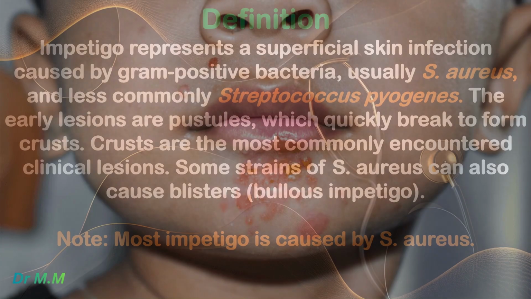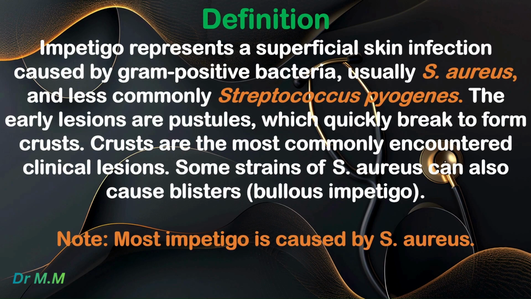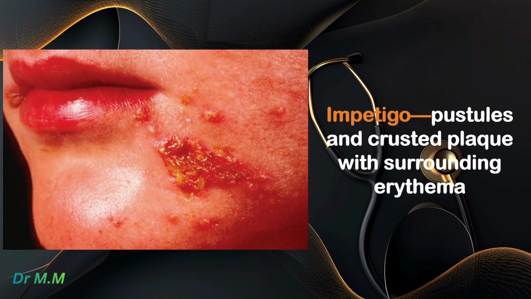Impetigo. Definition. Impetigo represents a superficial skin infection caused by gram-positive bacteria, usually S. aureus, and less commonly Streptococcus pyogenes. The early lesions are pustules, which quickly break to form crusts. Crusts are the most commonly encountered clinical lesions. Some strains of S. aureus can also cause blisters, bullous impetigo. Note, most impetigo is caused by S. aureus. Impetigo, pustules and crusted plaque with surrounding erythema.